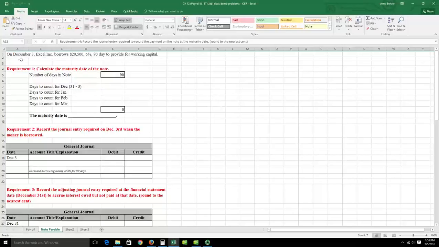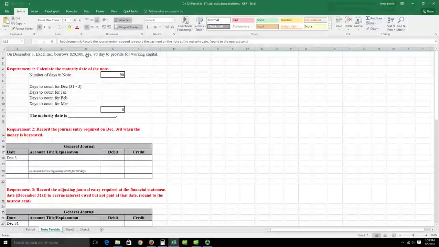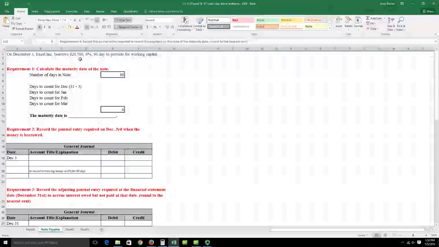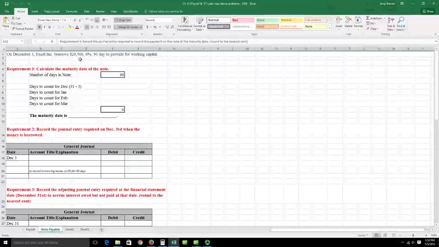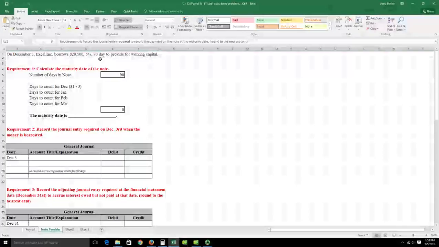So my example says on December 3rd, Excel Inc. borrows $20,500, 6% 90-day note to provide for working capital. So they're going to borrow this money from somebody, it doesn't matter who. It could be a bank, it could be an individual, at 6% interest, and it's a 90-day note.